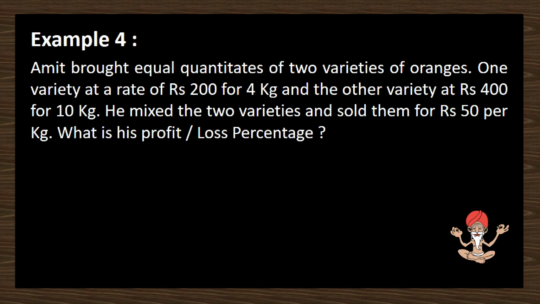Amit brought equal quantities of two varieties of oranges. One variety was at a rate of rupees 200 for 4 kg and the other variety was at a rate of rupees 400 for every 10 kg. He mixed the two varieties and sold them for rupees 50 per kg. What is his profit or loss percentage?